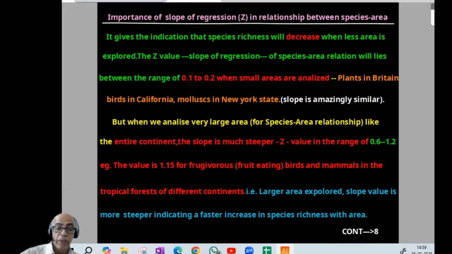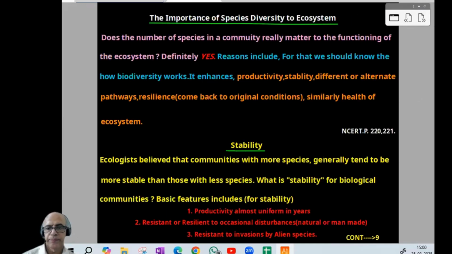But when we analyze a very large area for species relationship, like the entire continent, the slope is much steeper. The Z value is in the range of 0.6 to 1.2. For example, the value is 1.15 for frugivorous, meaning fruit eating. An ecology question. So 1.15 for fruit eating birds and mammals in the tropical forests of different continents. So the larger the area explored, the steeper the slope value, indicating a faster increase in species richness with area. I think the idea is clear. Now we can proceed to the next page.